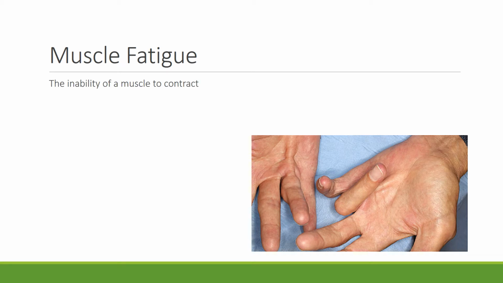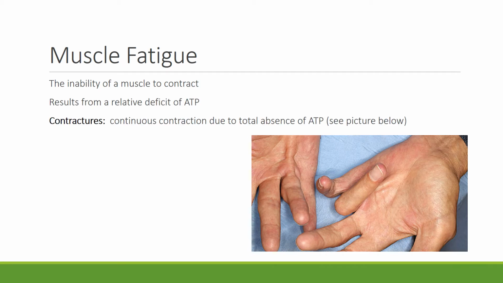The inability of a muscle to contract is called muscle fatigue. It results from a relative deficit of ATP. Contractures are continuous contraction due to the total absence of ATP. If you look in the picture below, you can see how those fingers are severely contracted. An example is writer's cramp. It's a temporary contracture, but something with which you may be familiar.